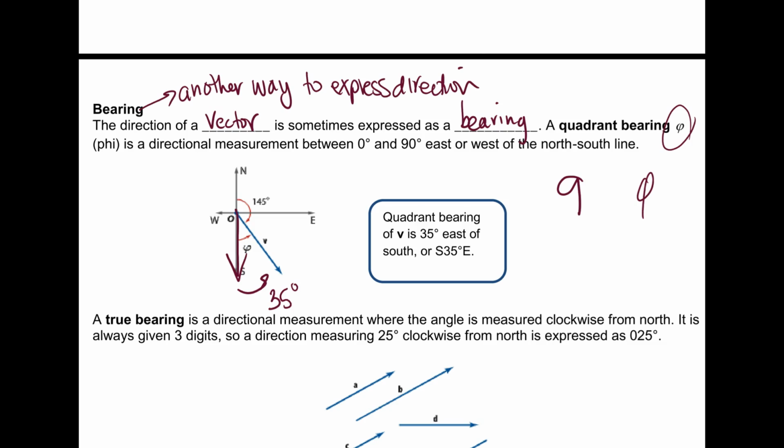Another way we could say it is 180 minus 45, that's how we got 35 degrees, because we knew this angle was 145, and we know going all the way over is 180.